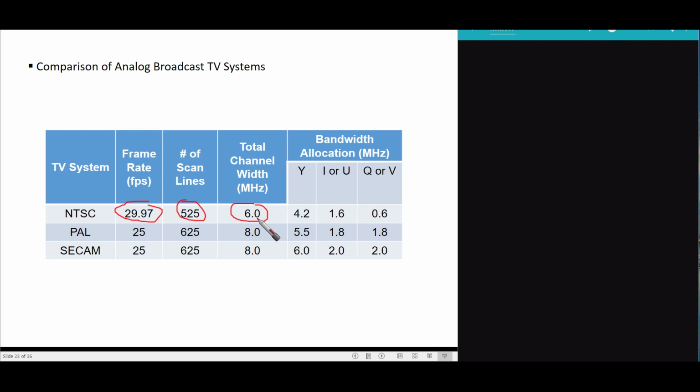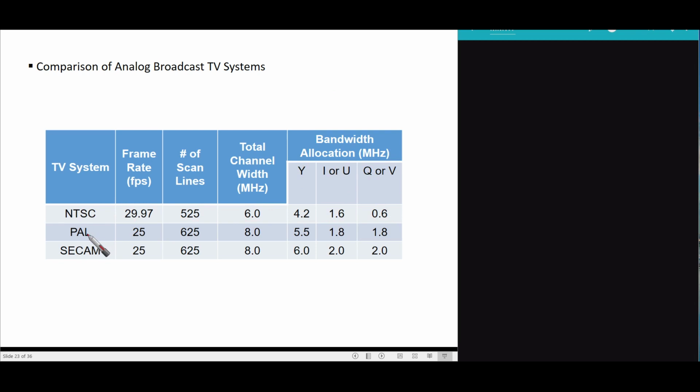Of this 6 megahertz bandwidth, 4.2 megahertz is kept for brightness information, or picture information. Sometimes this luminance information is what we call picture information. And 1.6 megahertz is for I information, and 0.6 megahertz for Q information.